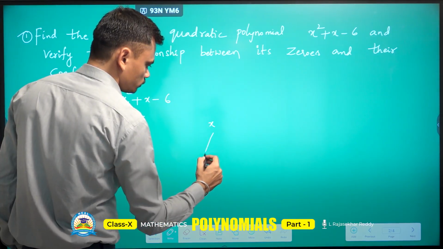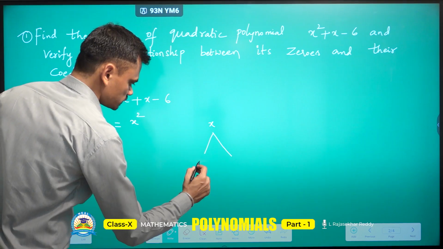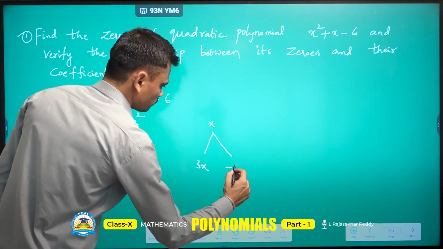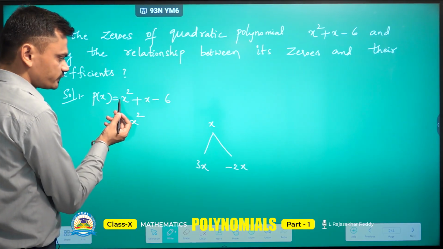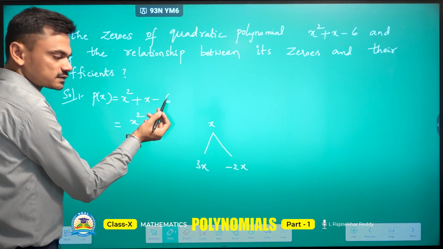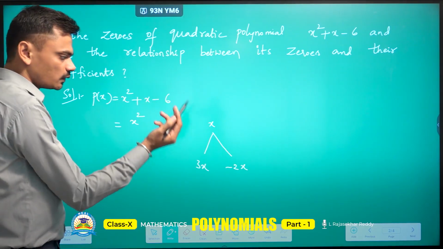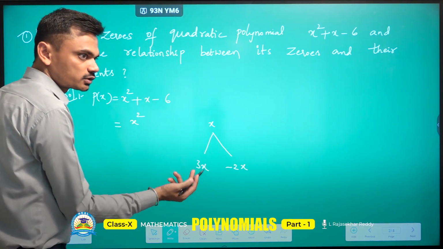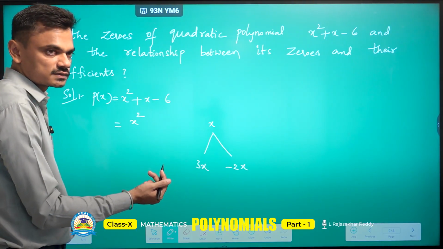So x you have to split into two terms. One is 3x, another one take minus 2x, because here the x square coefficient is 1, the constant is minus 6. If you multiply 1 and minus 6, the result is minus 6. Whatever numbers you take here, the product should be minus 6. So 3 and minus 2, if you take, the product is minus 6.